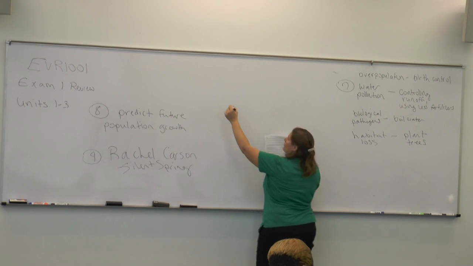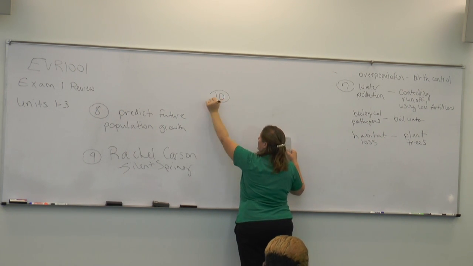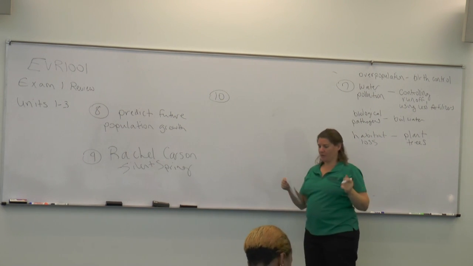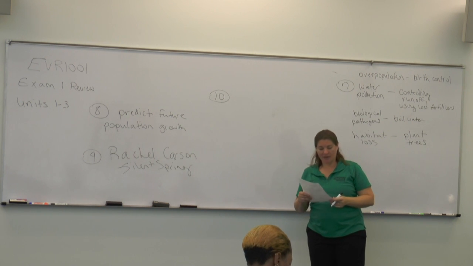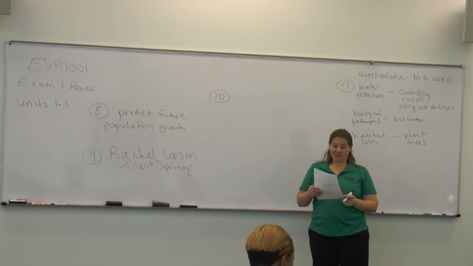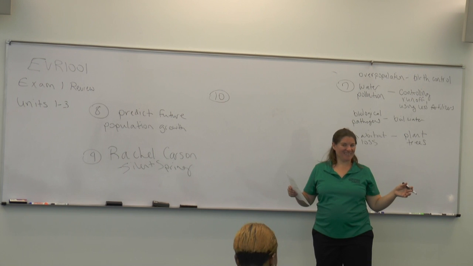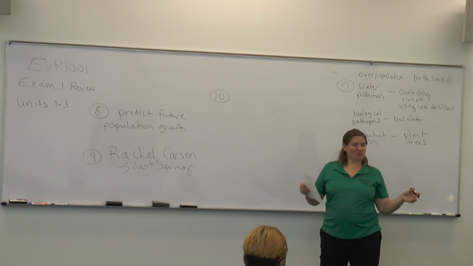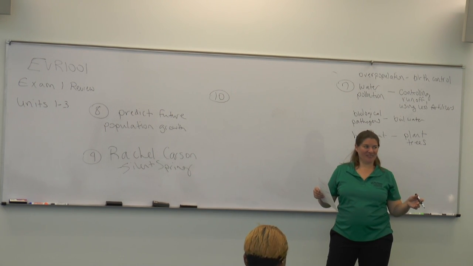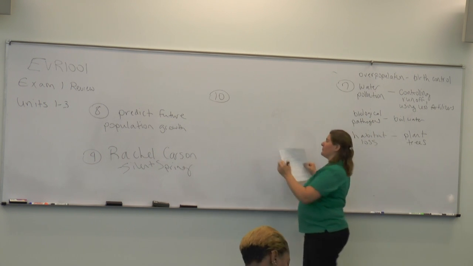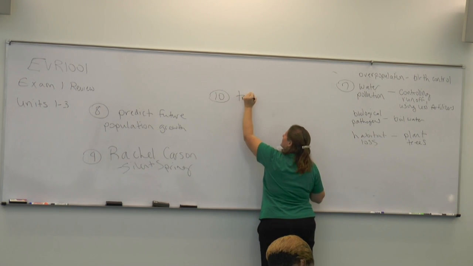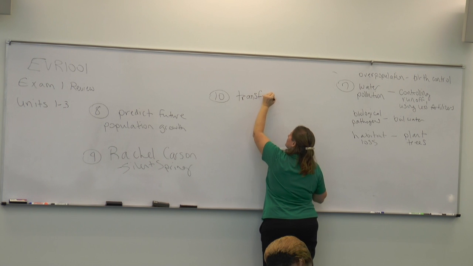Number 10, we just went over this when we were talking about the answers to that first worksheet, right? So hopefully you guys will all get this right. The San Andreas Fault is an example of what kind of boundary? Convergent, divergent, or transform? Transform. Transform boundary. Perfect.